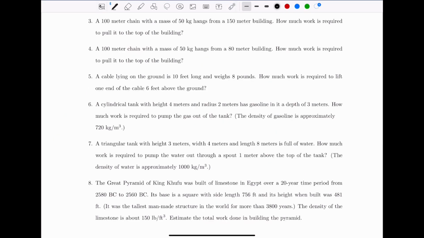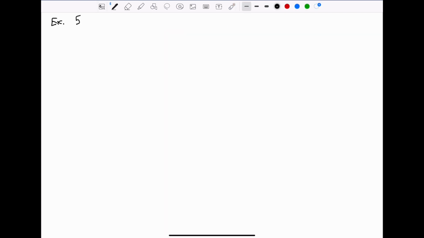Let's take a look at one more of these problems involving a cable or a chain. Example 5: we have a cable lying on the ground that is 10 feet long and it weighs 8 pounds. So we're going to be using imperial units here. We'll have ultimately units of foot-pounds for the answer. We want to know how much work is required to lift one end of the cable 6 feet above the ground. So let's start here by drawing a picture.